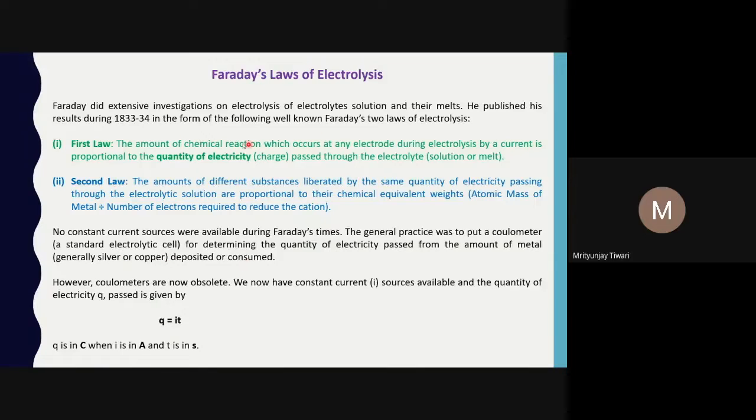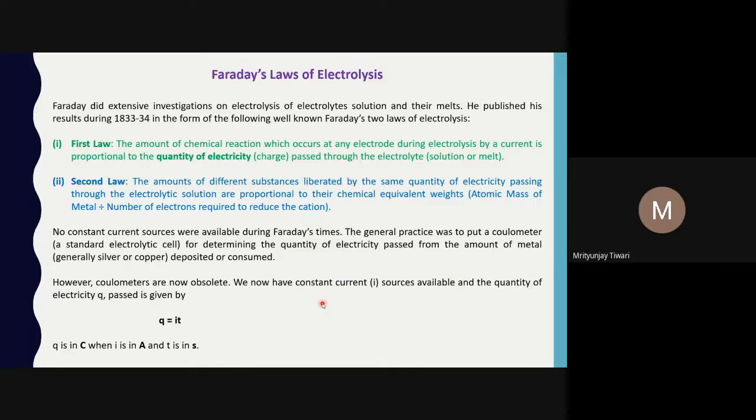So this law of electrolysis given by Faraday was actually used to find out how much electricity one can measure, also how much charge or electricity has actually flown or been used. But nowadays, using a coulometer is obsolete, we don't use it. We currently have constant sources of electricity available, and the quantity of electricity Q passed is given by Q is equal to IT.